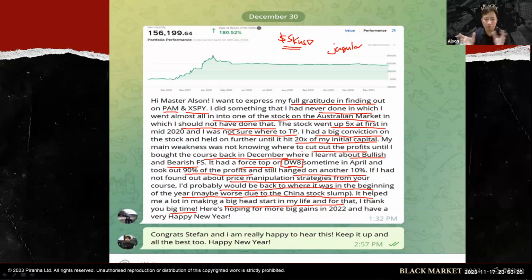I do both personally as well. I have positions where I go for multi-bags. I also do a technical swing trade as well. Okay, and let me share with you guys. How do you turn 10K into $1 million? How do you turn 10K into $1 million, guys?